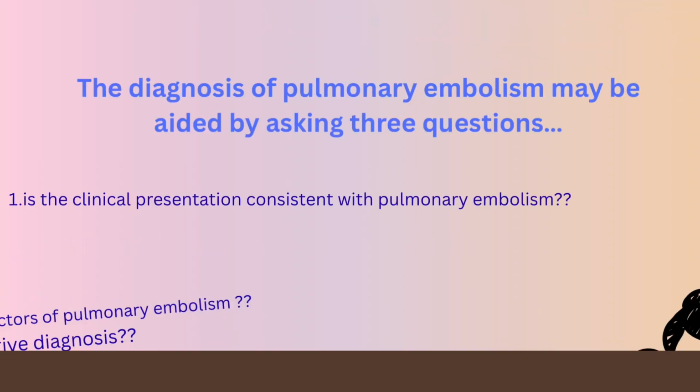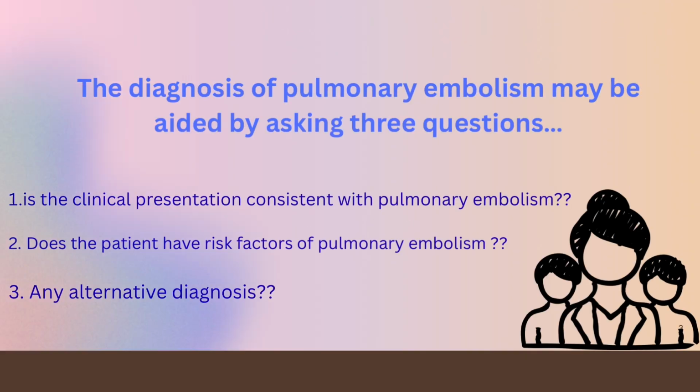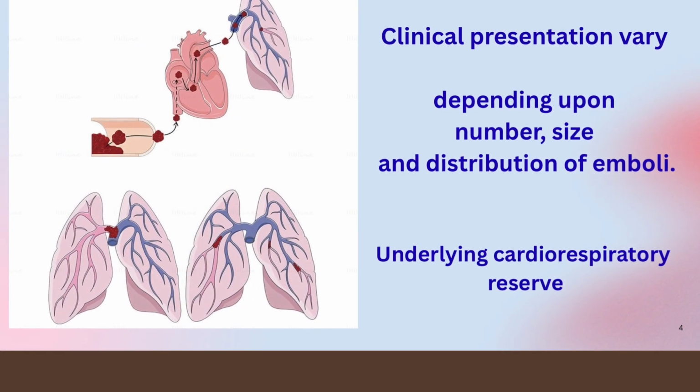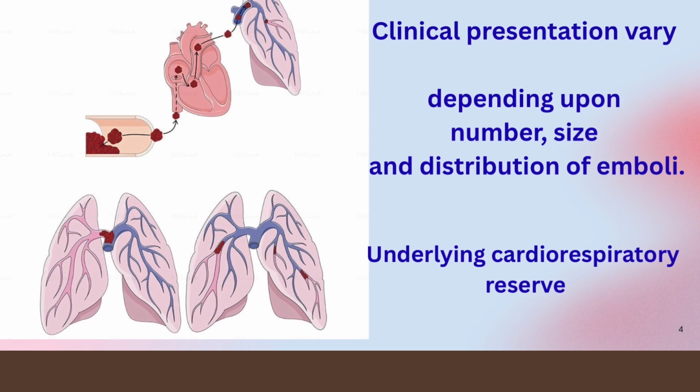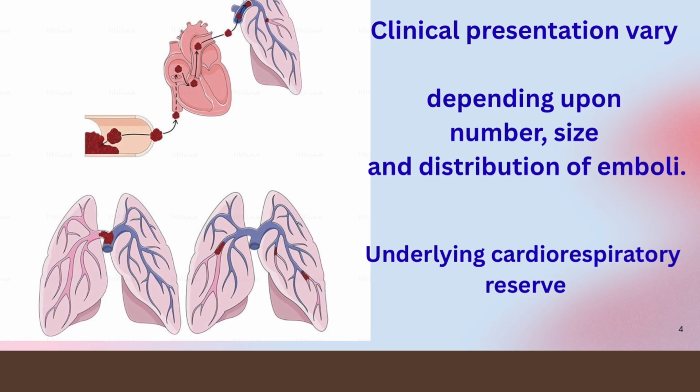Clinical features. The diagnosis of pulmonary embolism may be aided by asking three questions. Is the clinical presentation consistent with pulmonary embolism? Does the patient have risk factors for pulmonary embolism? And are there any alternative diagnoses that can explain the patient's presentation? Clinical presentation varies depending on number, size and distribution of emboli and on underlying cardiorespiratory reserve.